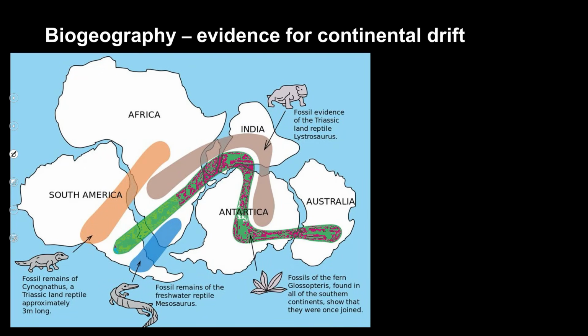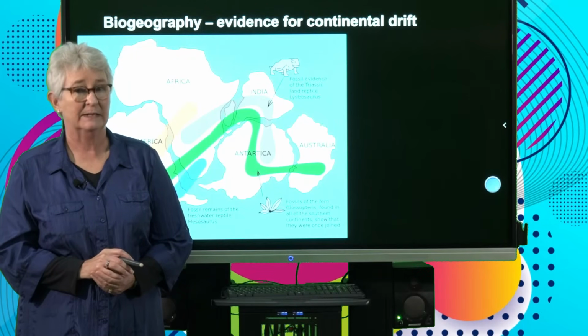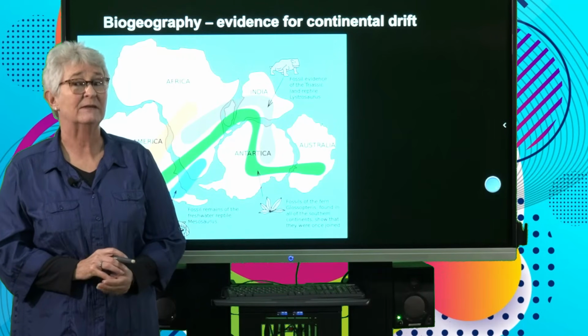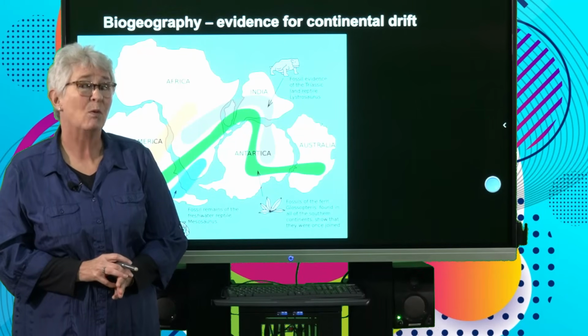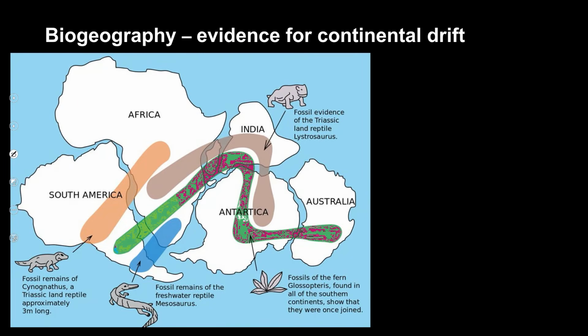Another interesting point is, how do we actually know that the continents did move? One of the pieces of evidence that shows that continental drift did occur is something called biogeography. That's looking at where the fossils of certain living organisms that existed in the past are actually found. This supports the theory of continental drift, and let's have a look at some of those at the moment.